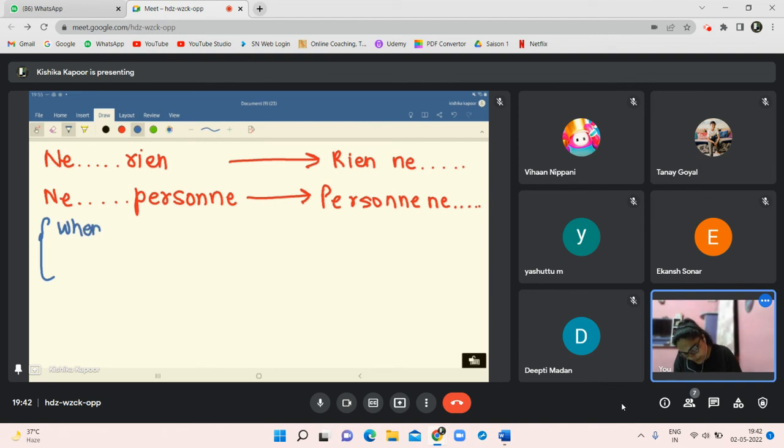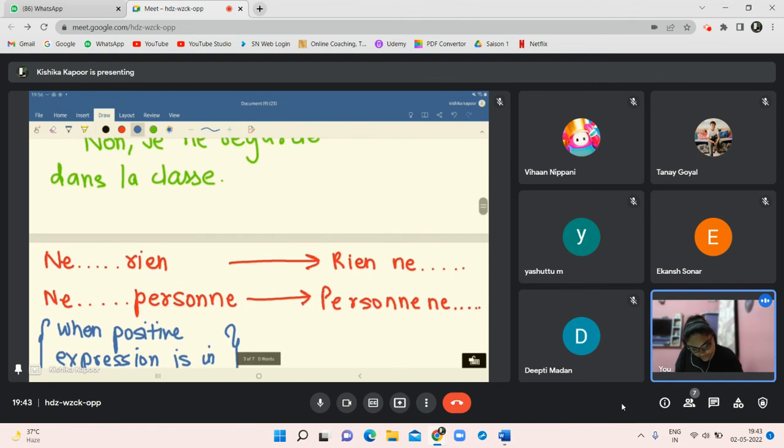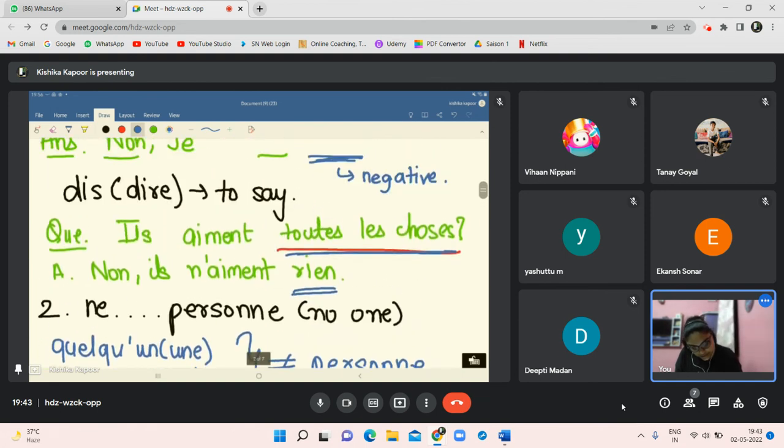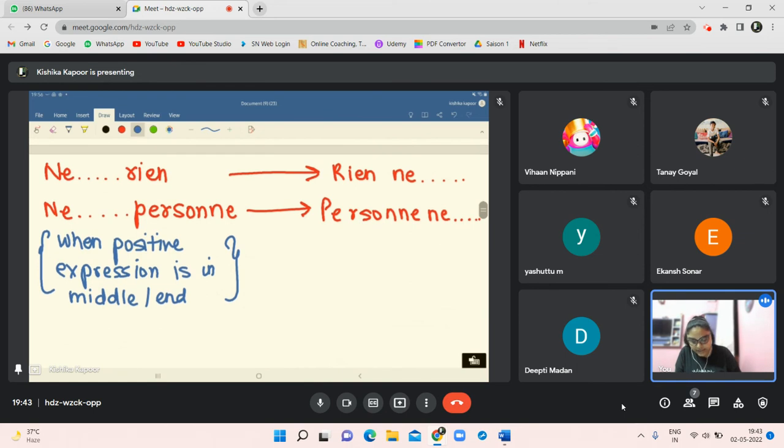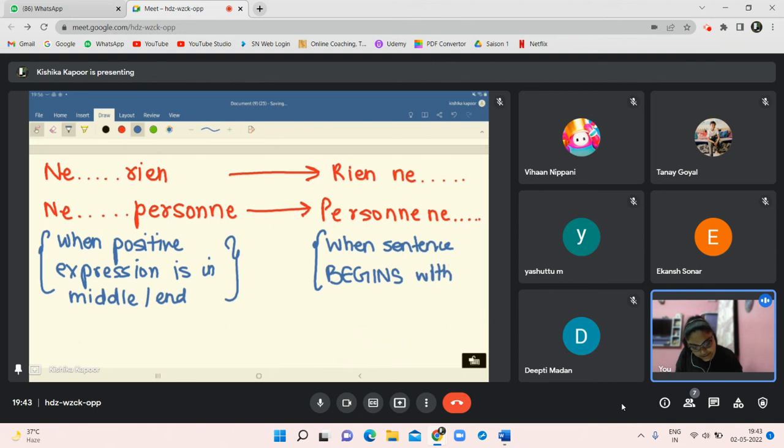When the positive expression is in the middle or ending, basically. What do I mean with this statement? Okay, we will check here. Here, tout le monde was in the middle. Here, tout was in the end. Here, quelque chose was in the end. So whenever the positive expression is in the middle or end, we use ne rien, ne personne. But when the sentence begins, focus on the word begins, when the sentence begins with a positive expression, you are going to use rien ne, personne ne.